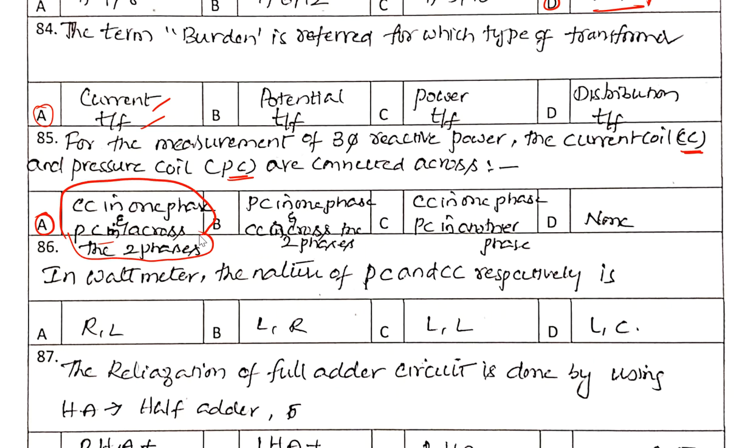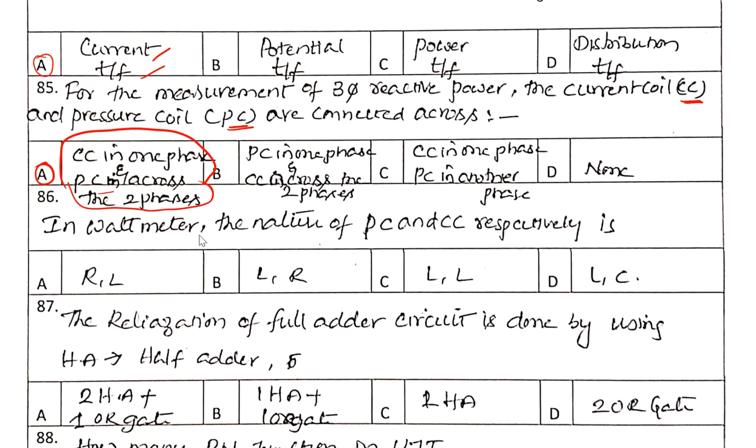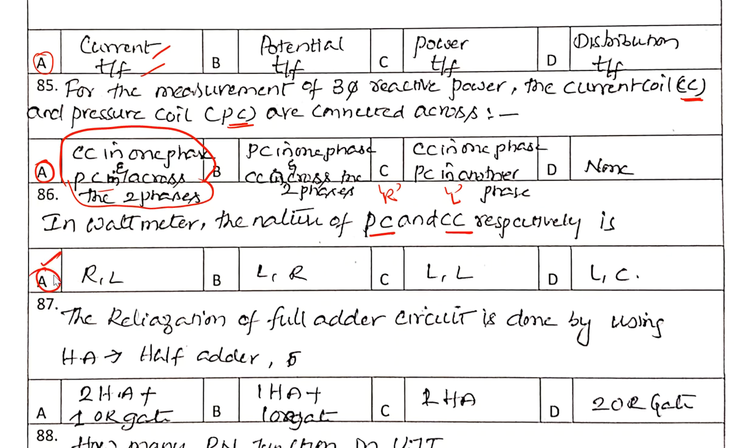Next one. In a wattmeter, the nature of PC and CC. PC stands for pressure coil and CC for current coil. In a wattmeter, the pressure coil is resistive in nature and the current coil is inductive in nature. The options are R comma L, L comma L, and so on. R stands for resistance, L stands for inductance, and C stands for capacitance. So option A will be the right answer. Next one.